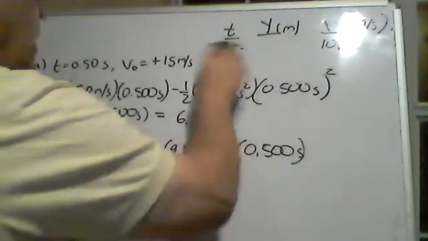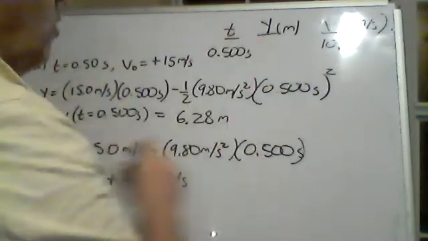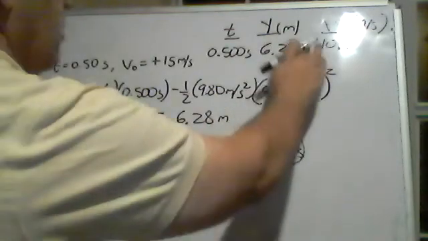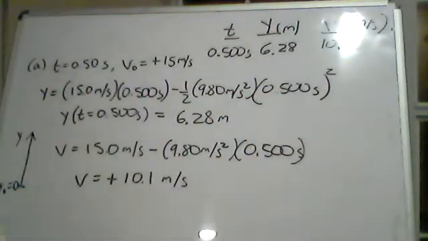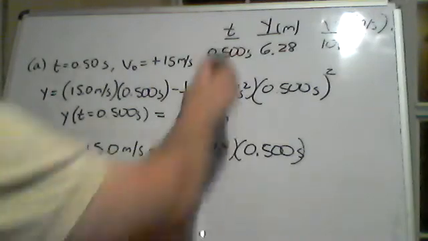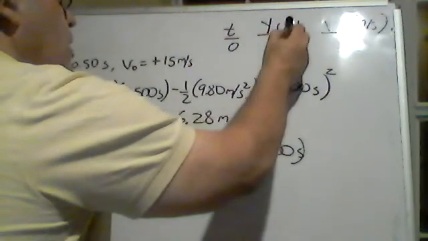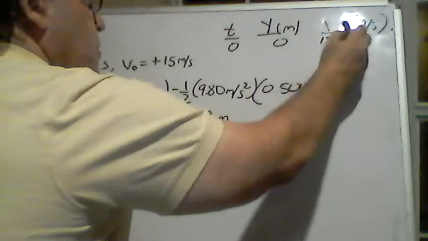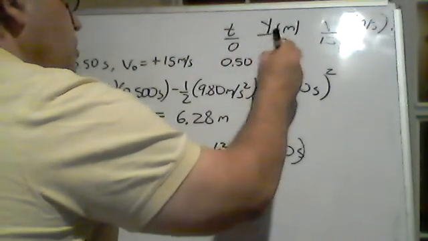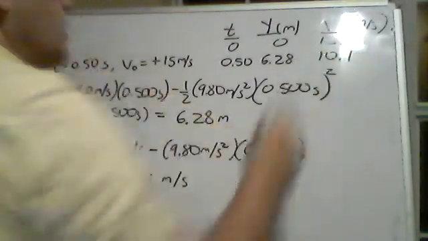I've gone up, again, we're talking about 1/2 second, and y has gone to 6.28 meters. We're going to assume this velocity is in meters per second. So that's at t equals 1/2 second. At t equals 0, y was 0 and the velocity was 15 meters per second. Now, 1/2 second later, 0.50, I'm at 6.28, and the velocity has been slowed down to 10.1. All right, so that's where I am now.